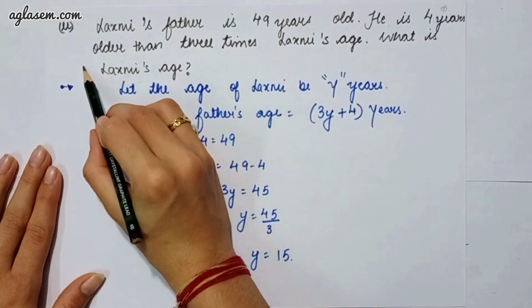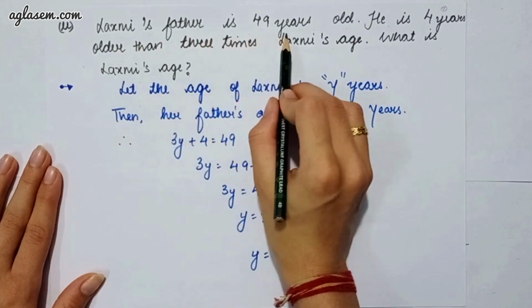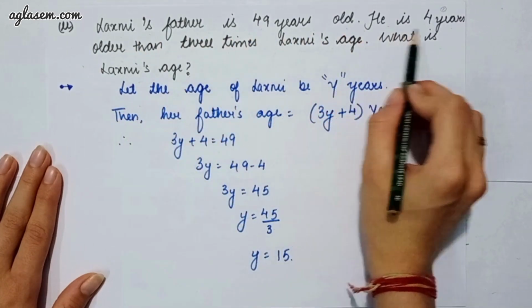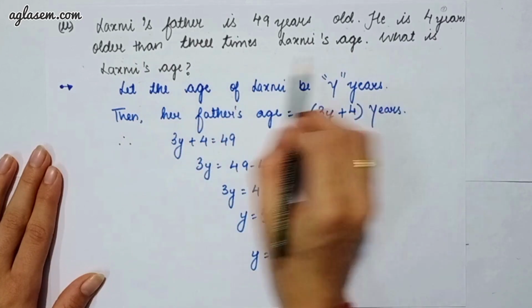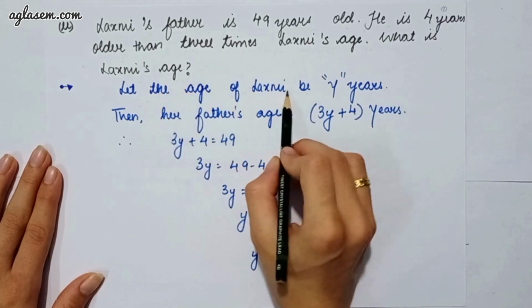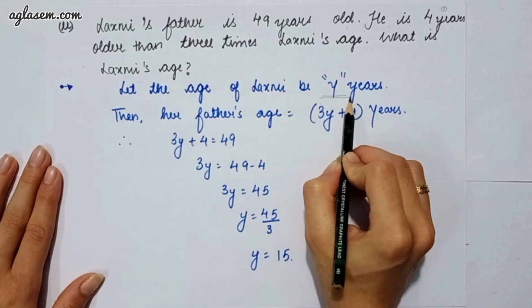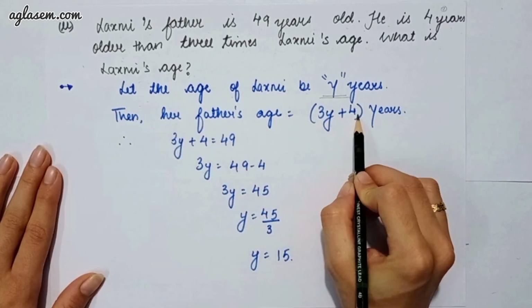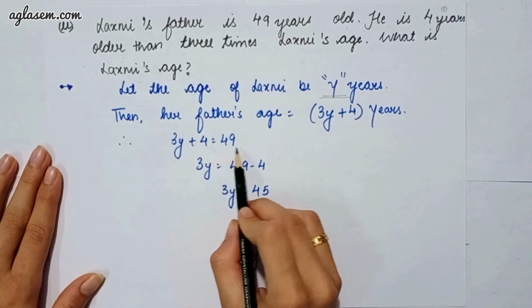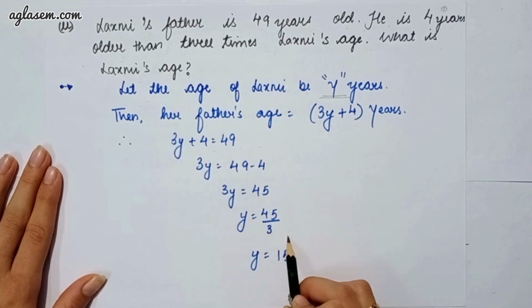Moving to our second part, which says Lakshmi's father is 49 years old. He is 4 years older than 3 times Lakshmi's age. What is Lakshmi's age? So here we have to let the age of Lakshmi be y years. Then her father's age will be 3y plus 4. Therefore 3y plus 4 is equal to 49. After solving this equation, we will get y as 15.